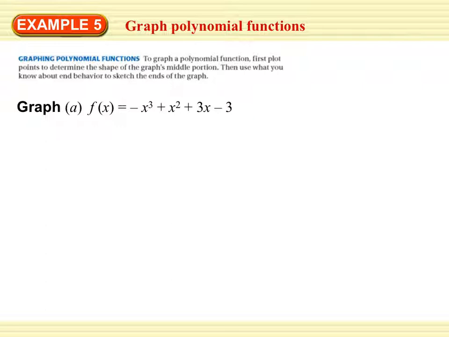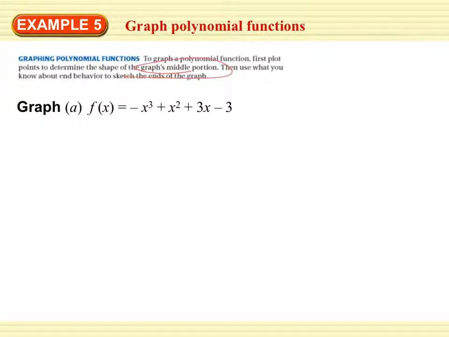Oh, now we get to graph them. I think this is the hardest part, but we can use our graphing calculators to help us out. So to graph a polynomial function, first plot points to determine the shape of the graph's middle portion. Then use what you know about end behavior to sketch the ends of the graph. Plotting points is somewhat hard, but we can do it.